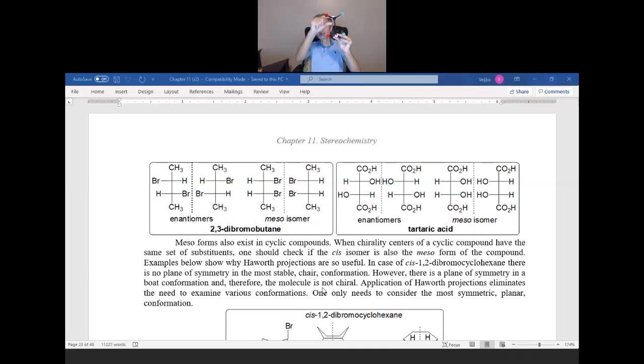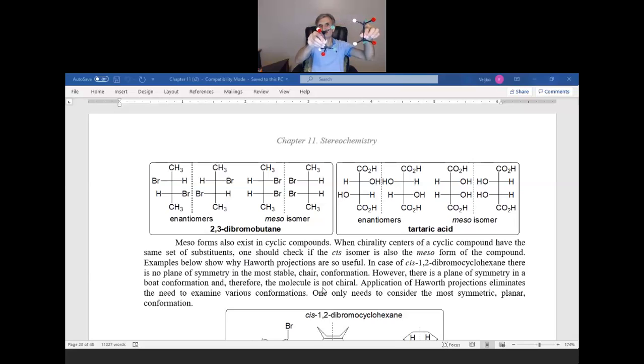So this is a chirality center, 4 different substituents, and this is another chirality center, also 4 different substituents. But each of them has the same set of 4 substituents, and that's why it's meso. And there's a plane of symmetry going through the middle. So it's identical to its mirror image. So you can overlap.